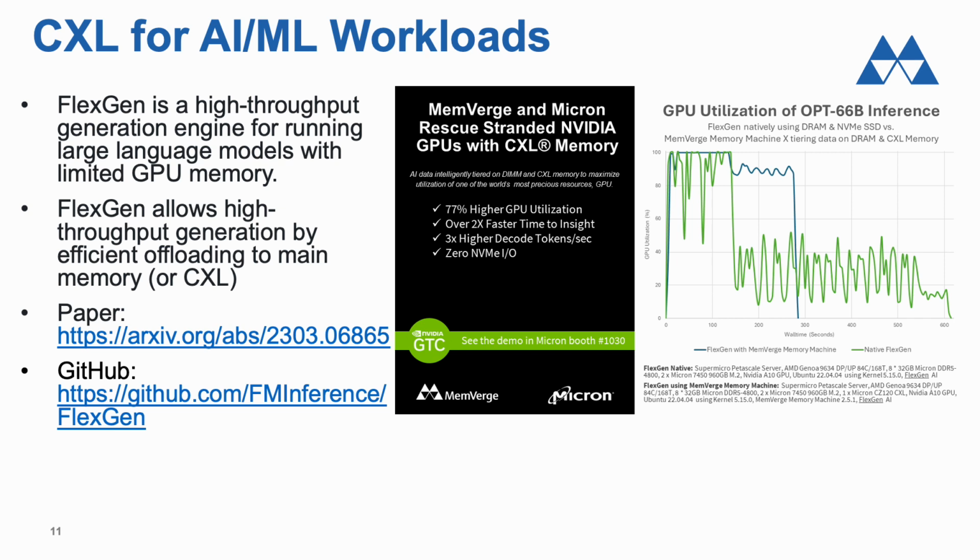Now we're also able to get time to insight or time to result much faster. You can see here the result is a little under 300 seconds for the DRAM and CXL solution versus a little over 600 seconds for the NVMe solution. And this also has the benefit of allowing more tokens to be generated or decoded. So we saw a 3x improvement in decoded tokens per second using DRAM and CXL versus NVMe. And of course, because we weren't using NVMe, there's no I/O storage to worry about here.